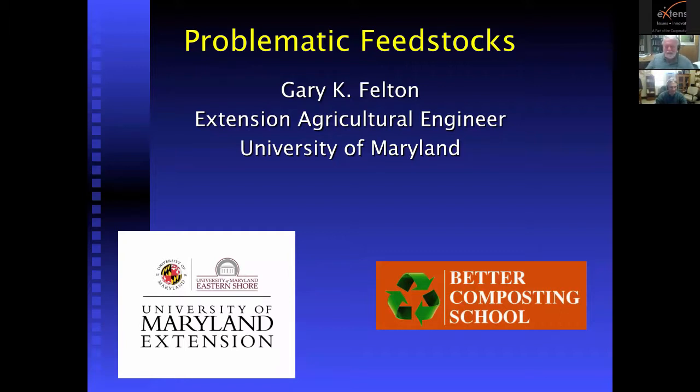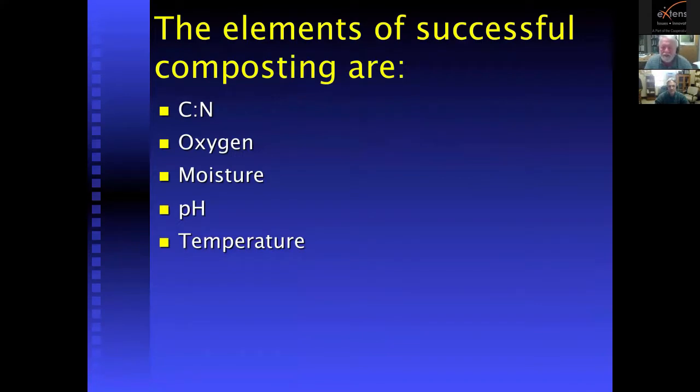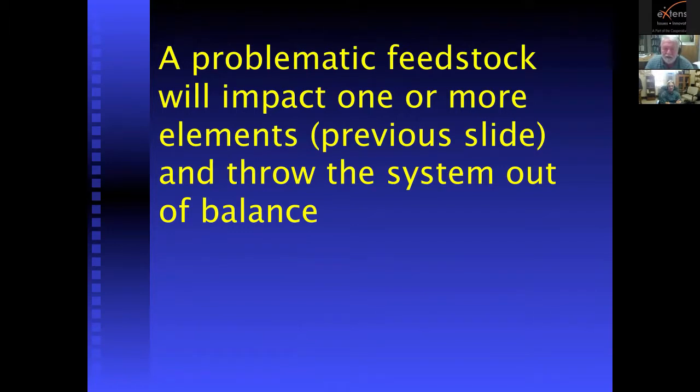Okay. This is a completely different topic, except that it still includes management. When we have problematic feedstocks, there's something inherent in the feedstock that means you're going to have a problem dealing with it. I hope you don't have a problem dealing with this one, because it's a short presentation, I promise. What are the elements of successful composting? Well, we get the C to N ratio right. We get oxygen right. We get the moisture right, pH right, and the temperature. Sometimes these are called key process variables. These are what makes composting work. A problematic feedstock is something that impacts one or more of those elements, and it throws the system out of balance. So that's a nice generic description.